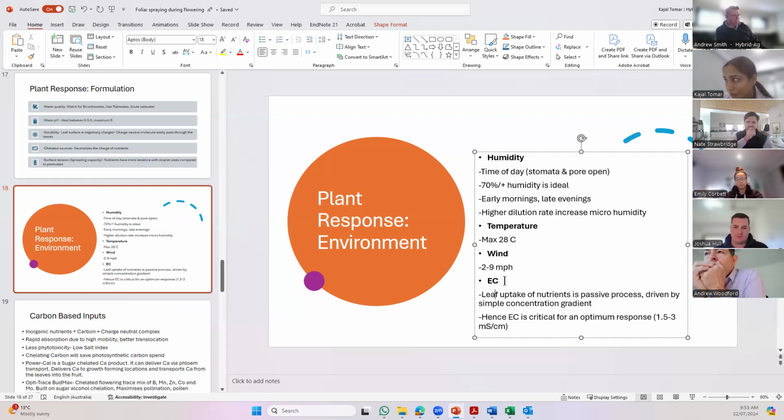Electrical conductivity. How the leaf takes up nutrients is a passive process, as compared to the active process through the roots. So it will just move from a high concentration gradient to a low concentration gradient. So it's a very simple process. Having the right EC in the foliar sprays is very important for the leaf to take up the nutrients, or for those sprays to move quite quickly along that concentration gradient as well.